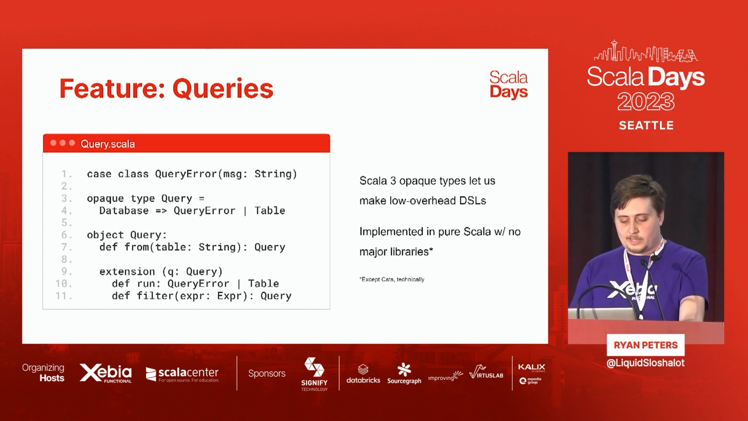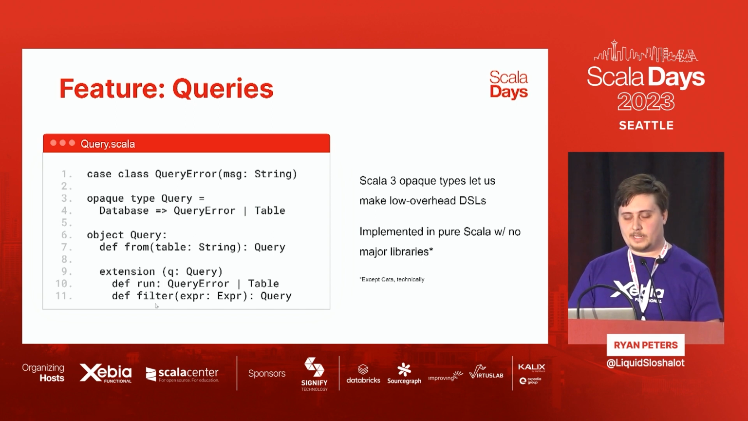And the API internally in Scala looks kind of like this. I just have this query object. I can say I want to query this table, and it will give me that table from the database. And then from there, I can filter using an expression. I can select individual columns. I can aggregate. All of these things are implemented in pure Scala using pure Scala types, no JavaScript interop whatsoever.